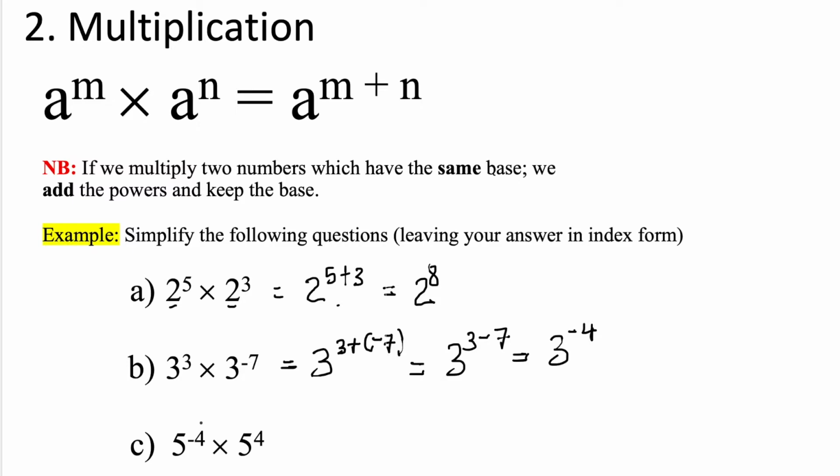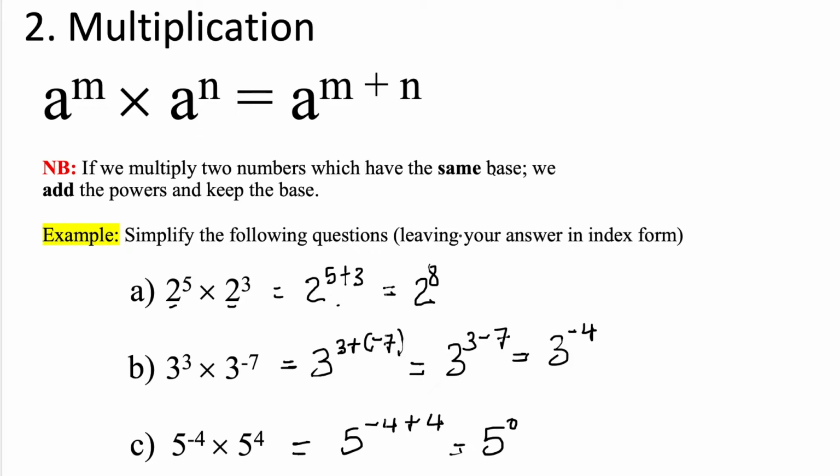Now for our final example here, we see that the bases are the same, so we keep the base and we add the powers, which is negative 4 plus 4. So our final answer here is 5 raised to the power of 0.